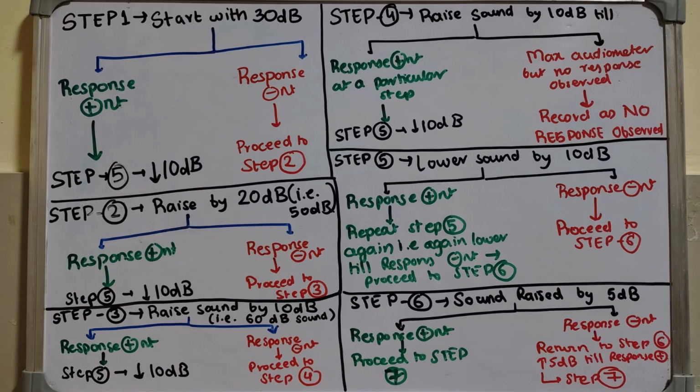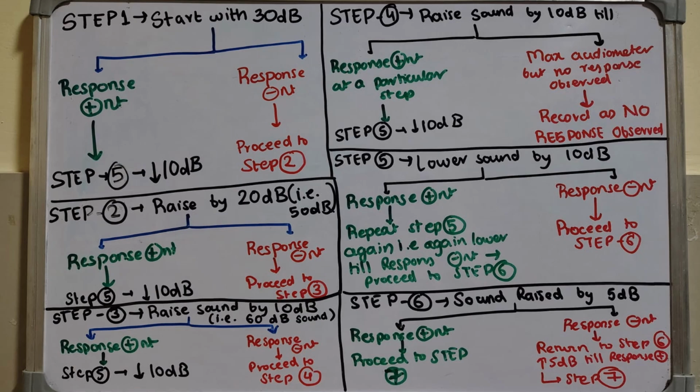Now, what is the exact procedure? When we look at the procedure, we start with 30 decibel for a normal patient, and if the response is present, we go to step 5. What is step 5? That is when the response is present: decrease the sound by 10 decibel. Again, if the response is present, we repeat step 5 and decrease the sound by 10 decibel. If the response is absent, we proceed to step 6.